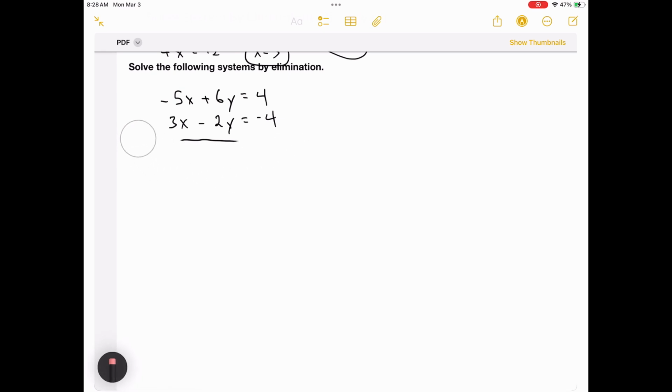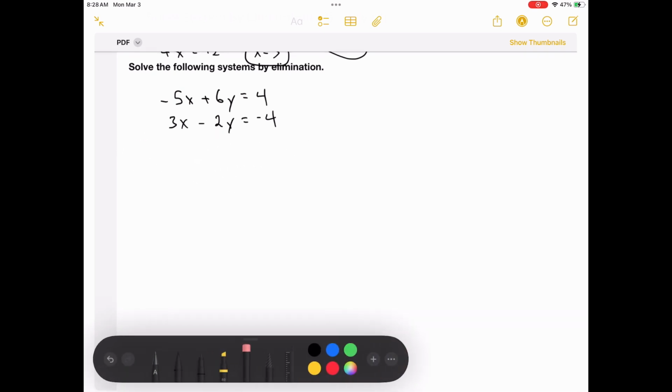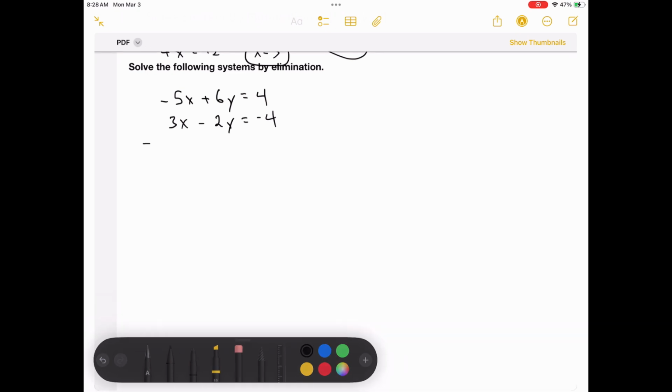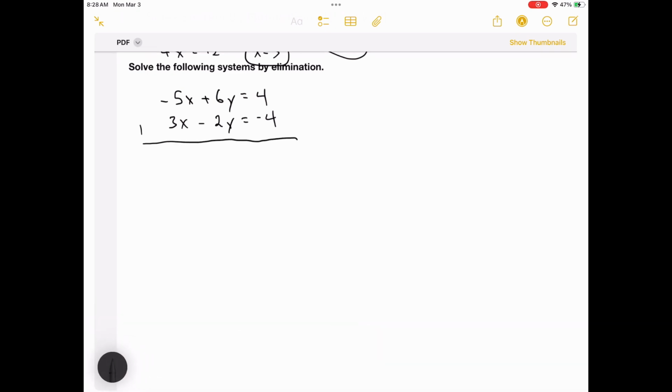Okay, you start the problem off the same way, and again, you're just going to add them. But what you need to do is you need them to eliminate.